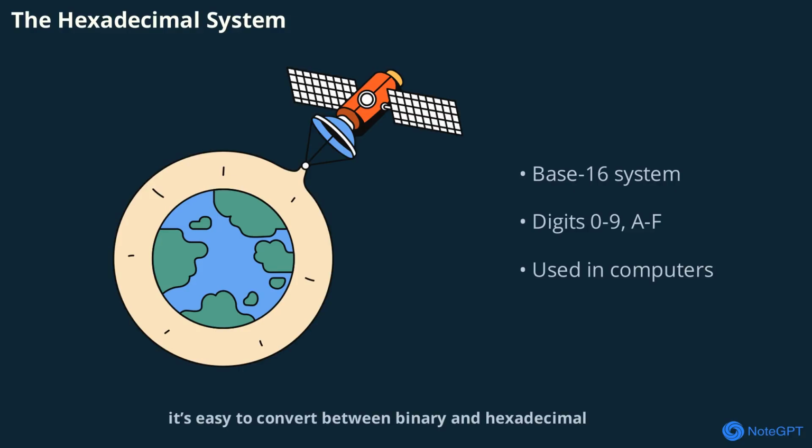Each place in a hexadecimal number represents a power of 16. For example, the hexadecimal number 1A means 1 times 16 plus 10 times 1, which equals 26 in decimal. Learning hexadecimal is useful if you want to understand how computers store and process data.